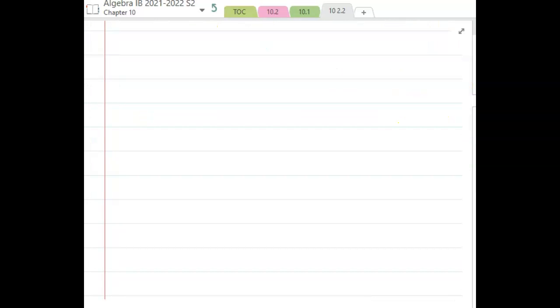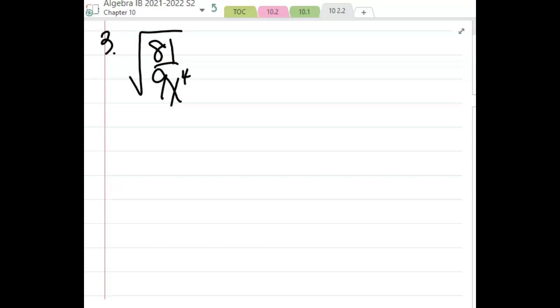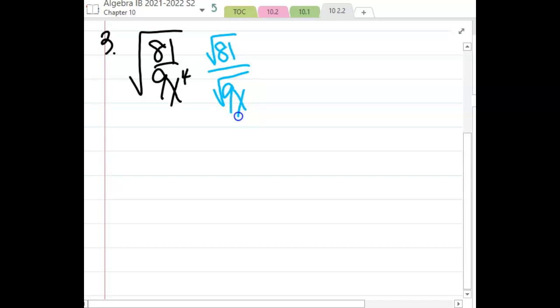Okay, number 3. Let's say we have the square root of 81 over 9x to the 4th. Okay, once again, just my personal preference, the easiest problem to fix out of the 3 checklist items. I can't have that fraction under the radical, so let's do the square root of 81 over the square root of 9x to the 4th. And then at the same time, always looking for those perfect squares. Do we see some perfect squares here? Right? Both of them, actually. The square root of 81 is 9.